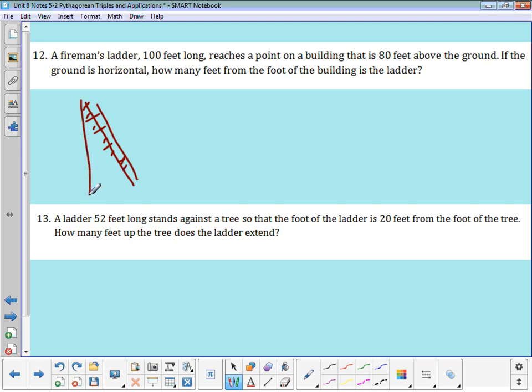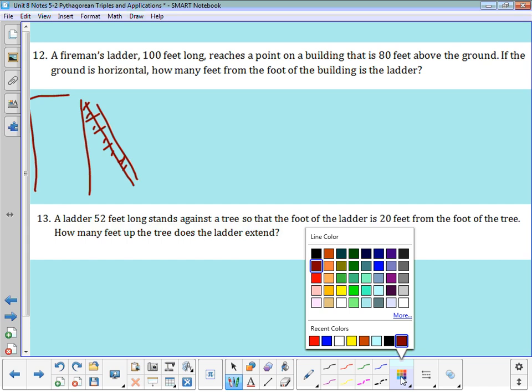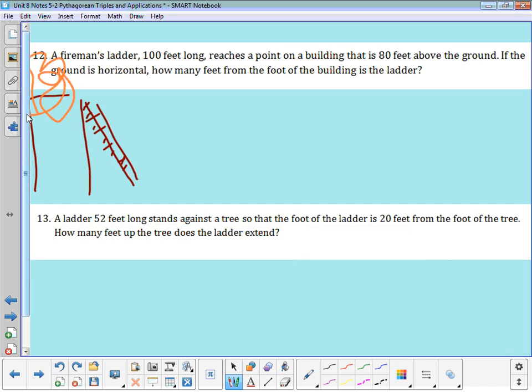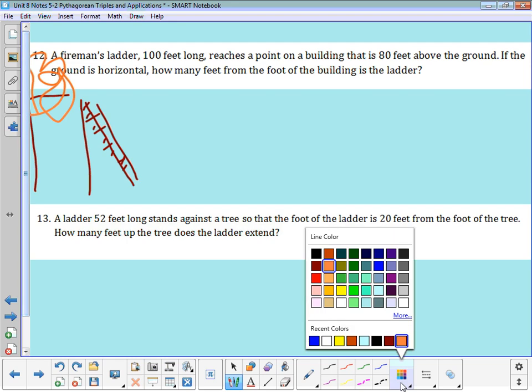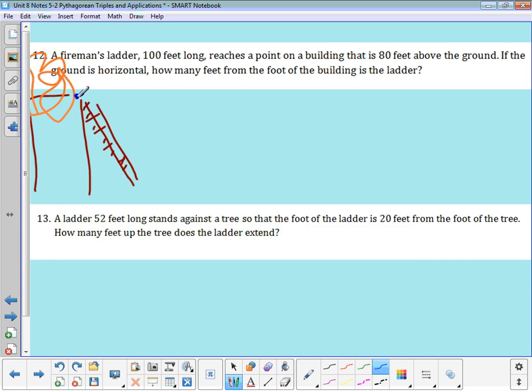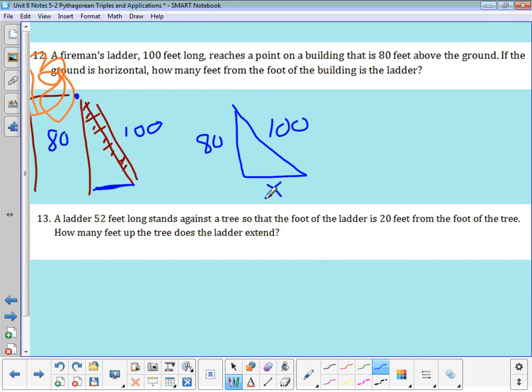So here's the house that's on fire. Okay, that's the fire. So it's leaning up against the house. Now it's telling us that the ladder reaches a point of the building that is 80 feet above the ground. So this right here is 80 feet. It tells us the ladder is 100, and we want to see how far away it is from the building on the ground. So that actually gives us a right triangle. A height of 80, a hypotenuse of 100, and some miscellaneous value down there.